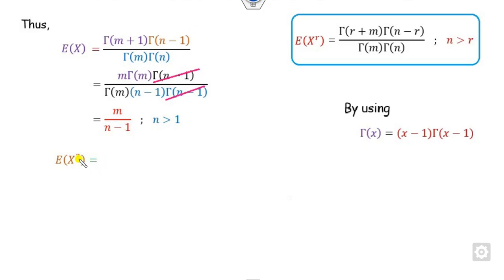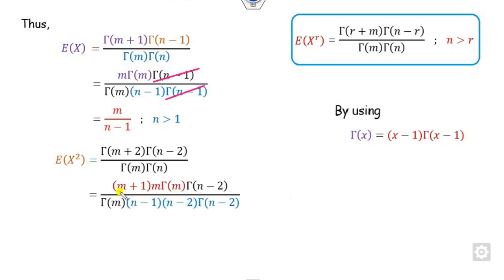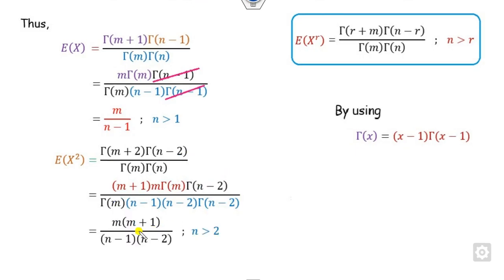Similarly, in order to find E of x square, you have to substitute r here as 2. You can here again use this formula. So you can see m plus 2 and m. So I can write here as m plus 1, m and gamma function of m. Similarly for this and so on. So this is for this part, and gamma function of n you can open in terms of n minus 2 here. So this will be cancelled out, this will be cancelled out. So the remaining part will be here, provided n is greater than 2.